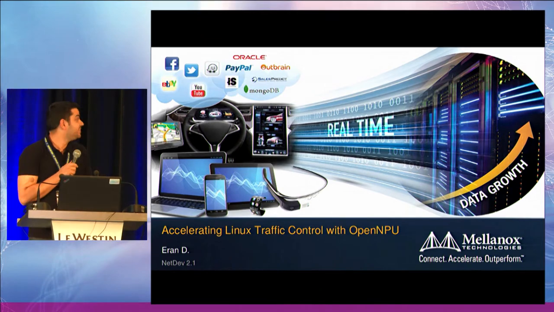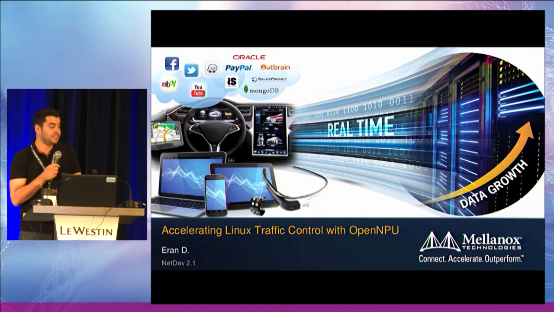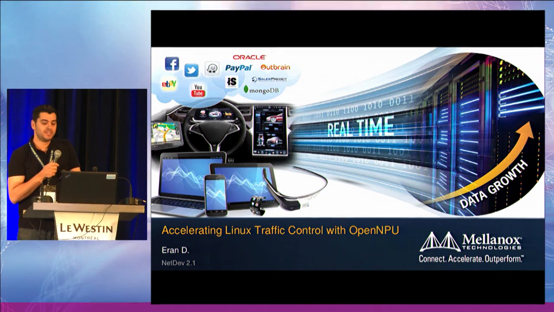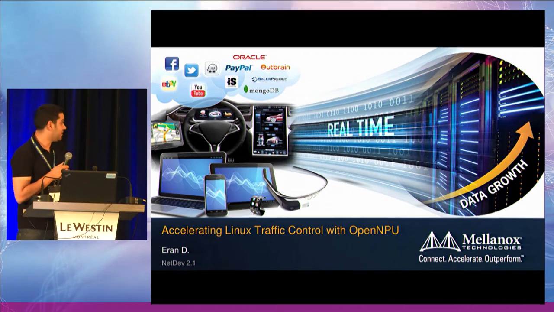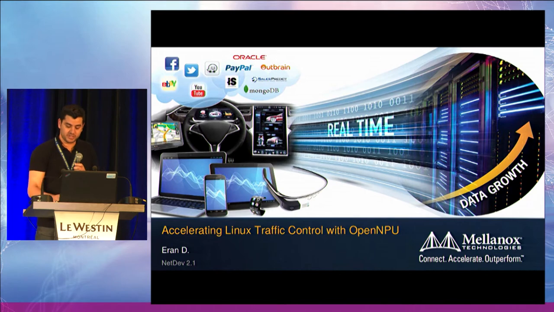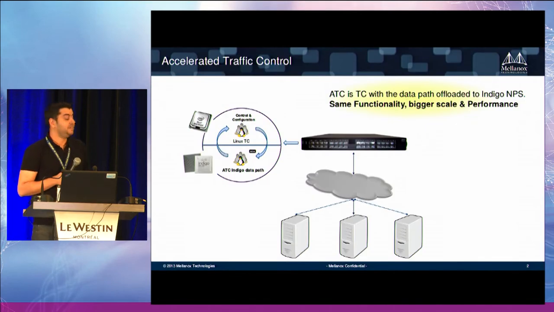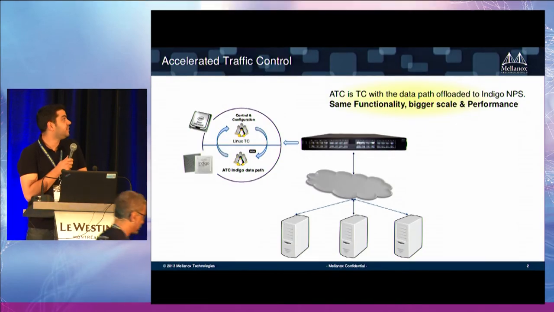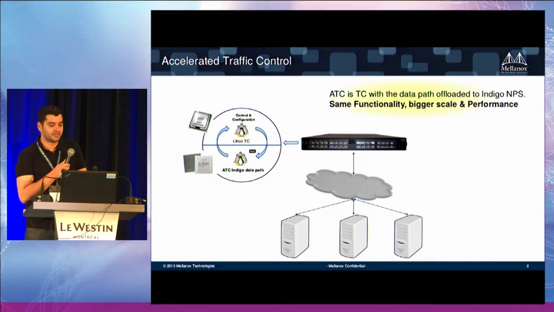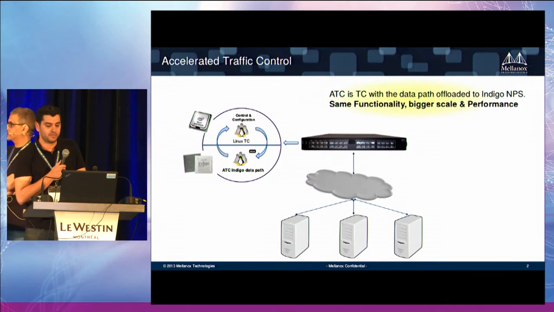I'm going to present another solution for offloading of TC, this time on the Mellanox NPU. The Mellanox NPU is called Indigo. So let's start. First of all, we needed a name for the offload solution. We decided to call it Accelerated Traffic Control, ATC. Pretty ambitious. Basically, it's the same functionality as TC, but at a bigger scale and performance.